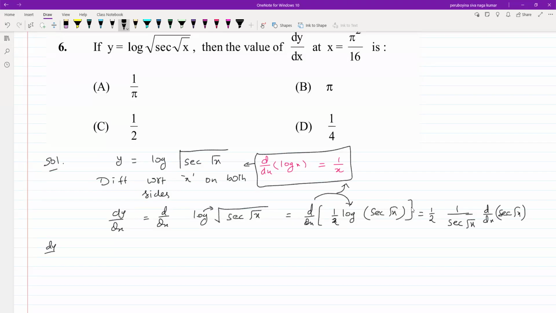Therefore dy by dx is equal to 1 by 2 times 1 by secant root x. And here we will use the formula d by dx of secant x. d by dx of secant x is secant x into tan x.